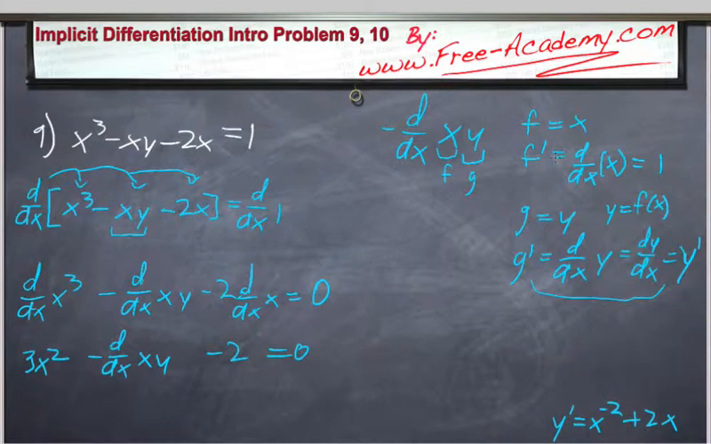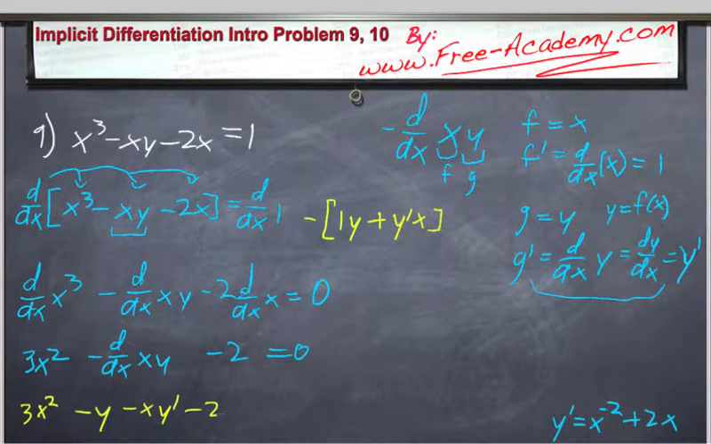So now we can plug this into our product rule formula, and we get that f prime times g plus g prime times f. And this is the exact same result that we got before in our introduction lecture. So this is all 3x squared minus y minus xy prime minus 2 equals 0.